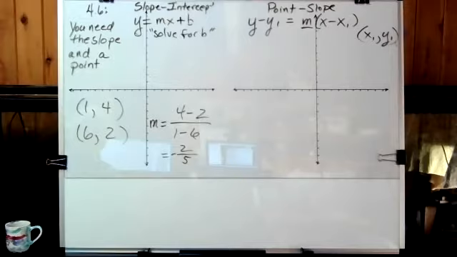Four minus 2, 1 minus 6. I was hoping I did it wrong so I wouldn't get a fraction. You know, couldn't get a fraction.